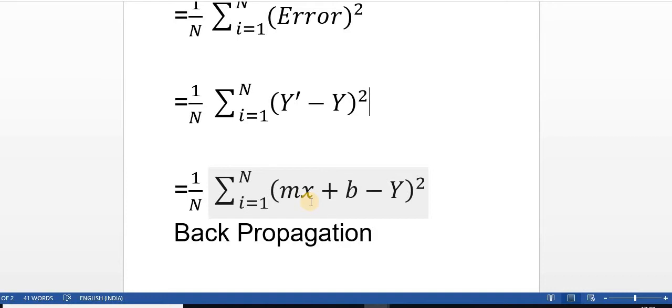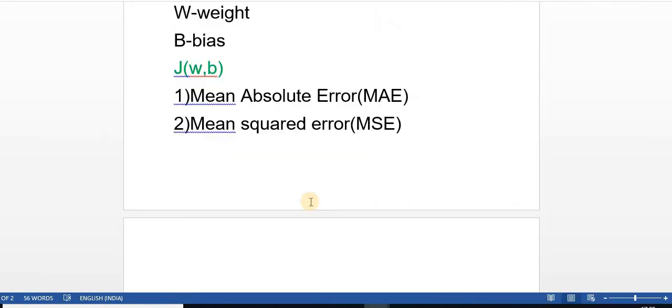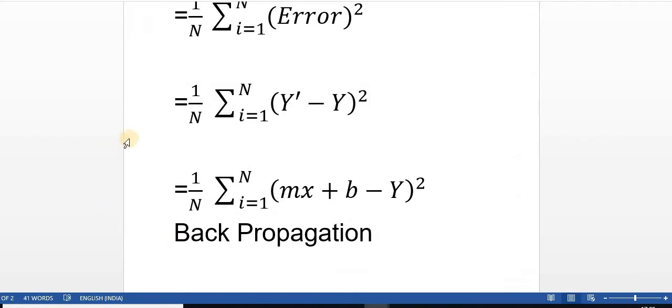When we talk about the mean absolute error, what you will do is, instead of squaring, you will take the modulus. Everything else stays the same: 1 by n, sigma, i equals 1 to n. Instead of square, you will put the modulus.